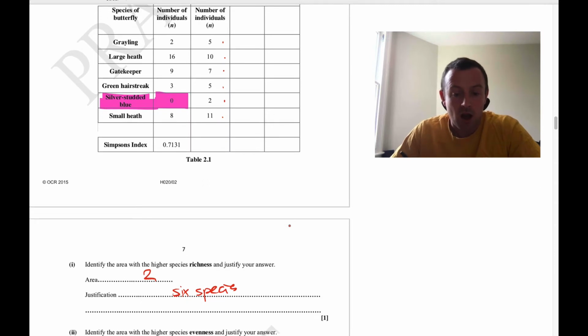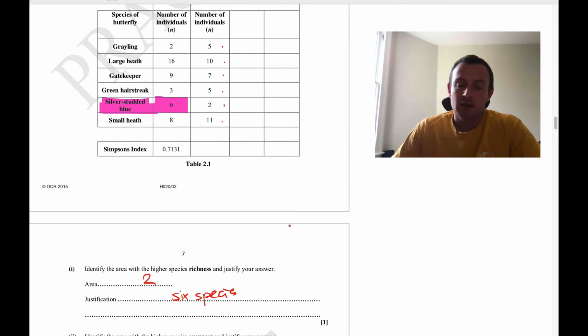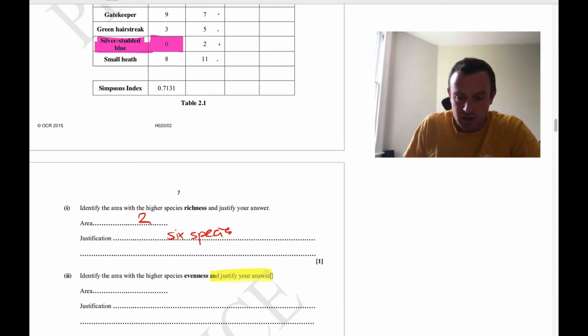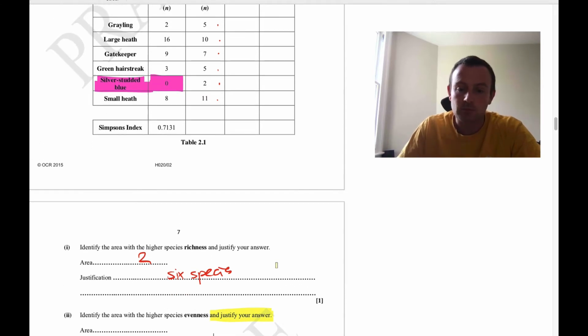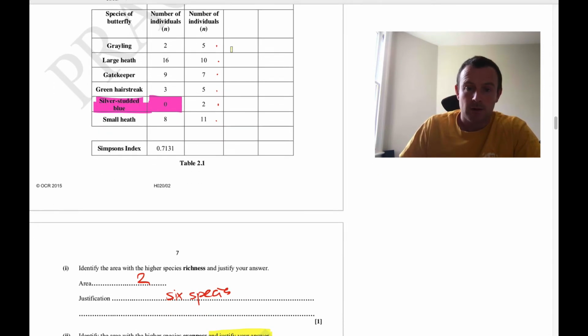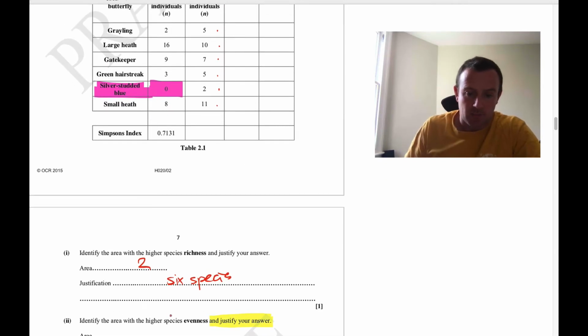Identify the area with the higher species evenness and justify your answer. Now this is probably the more difficult thing, and justify your answer, not just say because it's obvious, give a reason. Well, the area that has the better species evenness is, again, area 2. So why? How do we explain that?